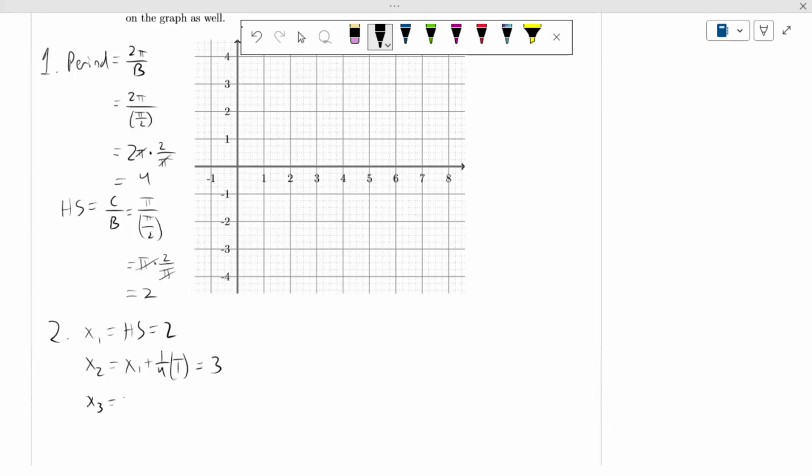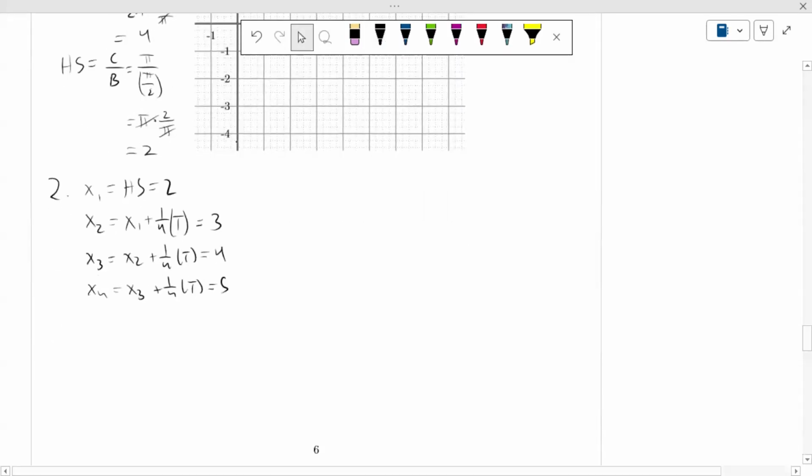x3 is just x2 plus a quarter of the period, so we're going to get 4. x4 is just x3 plus a quarter of the period, so we're going to get 5. And then x5 is just x4 plus a quarter of the period, so we're going to get 6. So 3, 4, 5, 6, or 2, 3, 4, 5, 6. Any questions on that? Any questions at all?